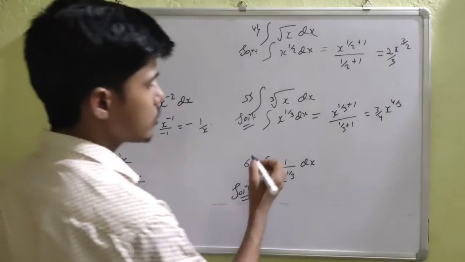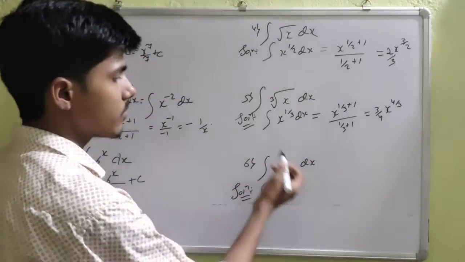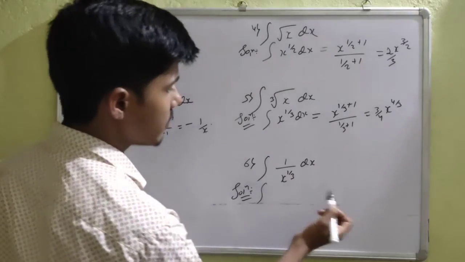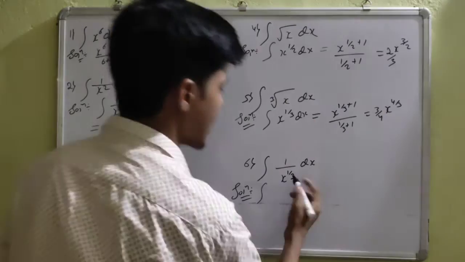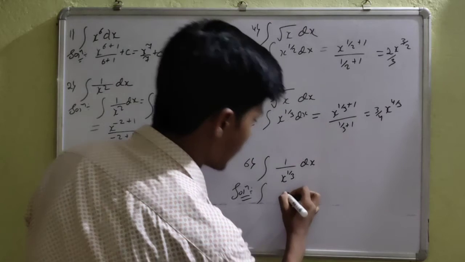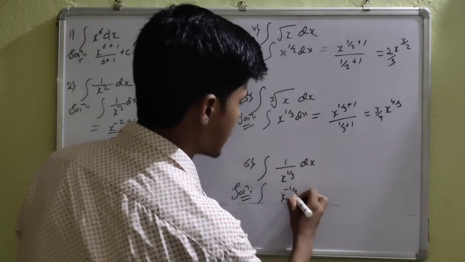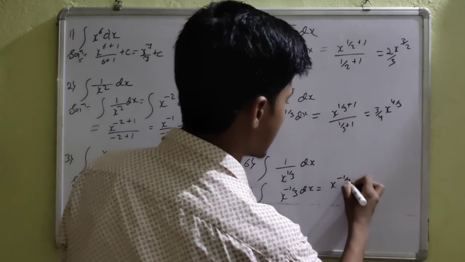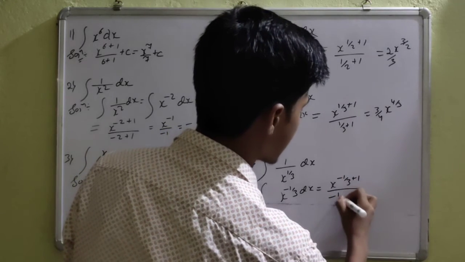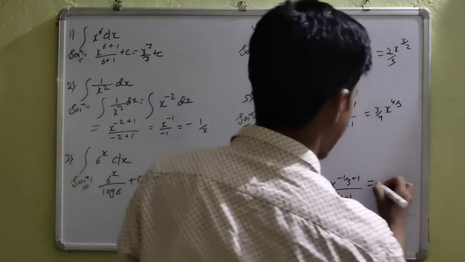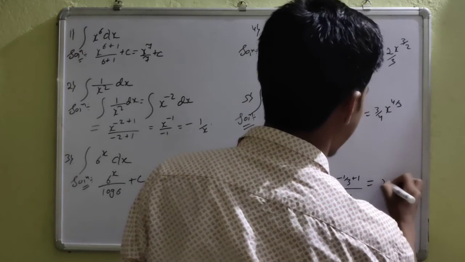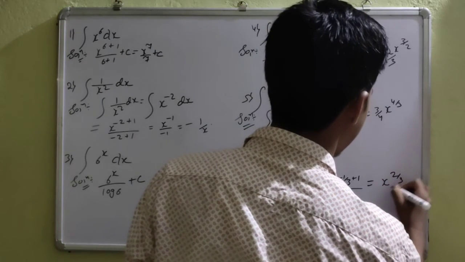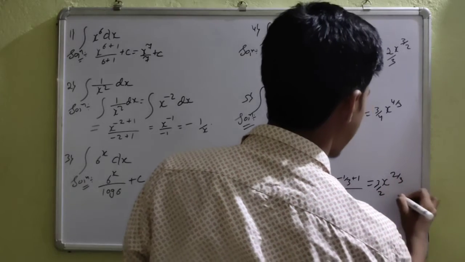Now go for question number 6, that is integration of 1 by x to the power 1 by 3. We can write this function as integration of x to the power minus 1 by 3 dx. That means x to the power minus 1 by 3 plus 1 divided by minus 1 by 3 plus 1. That comes x to the power 2 by 3, times 3 by 2.